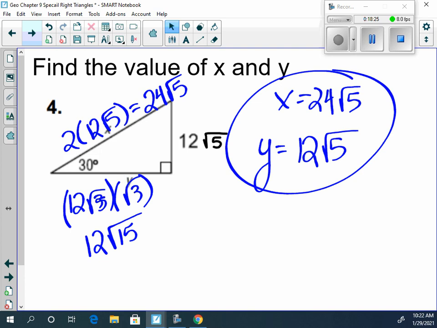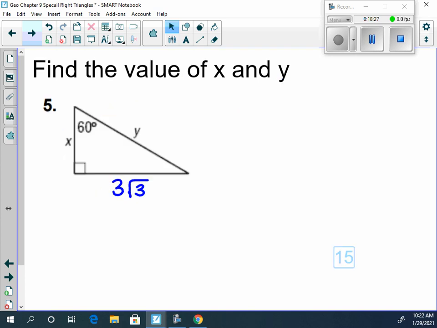Questions on this here? Okay. So we're given 3 square root of 3, so I would multiply it by 2 to get the hypotenuse. Why not? Right, we're going to have to go to the shortest side here first, because we're given the side opposite 60.